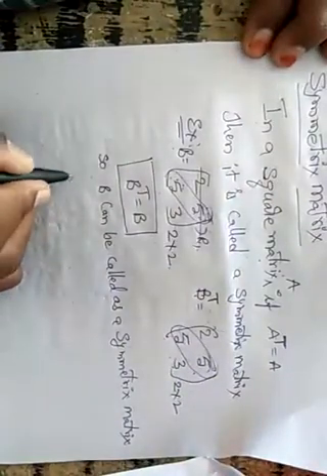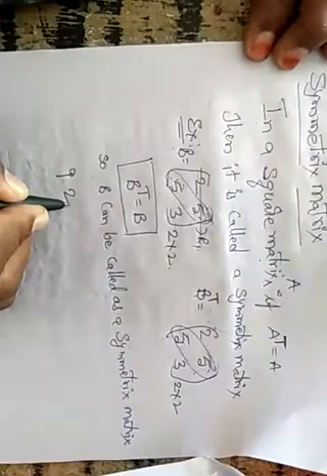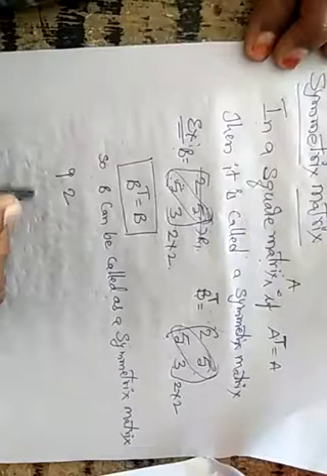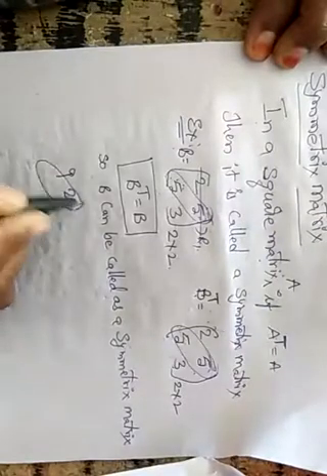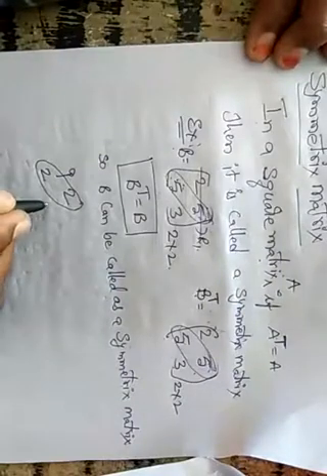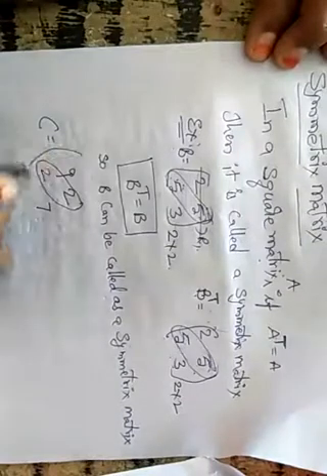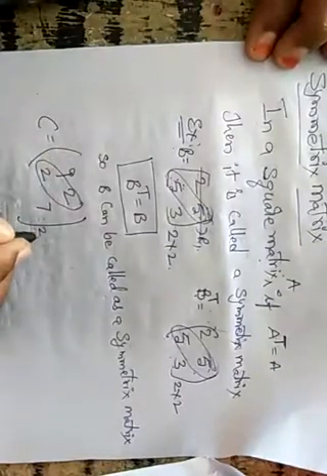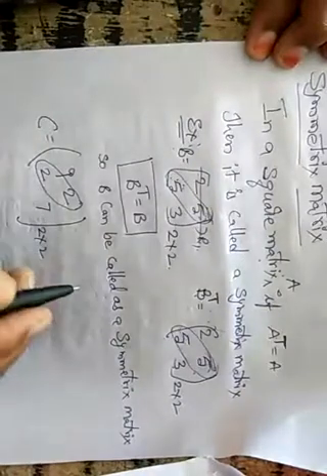For example, 9, this is 2, and again this element should be the same. This corner element should be 2. You can take any element here, 7, whatever it may be. Matrix C. Its order is 2 by 2. 2 rows are there, 2 columns are there.